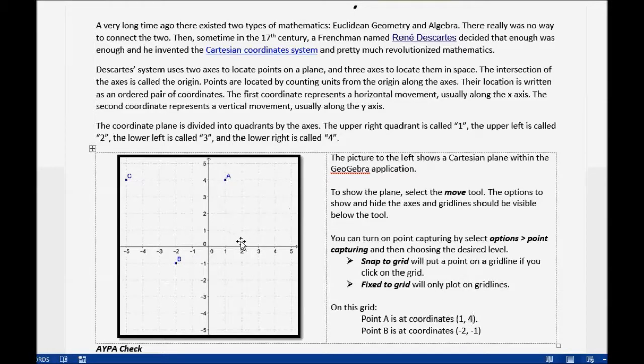Also, the coordinate plane is divided up into quadrants based on the axes. The quadrant where x and y are both positive is quadrant 1. Here x is negative, y is positive, it's quadrant 2. Here both coordinates are negative, it's quadrant 3. Here the x is positive and the y is negative, and we call it quadrant 4. So quadrant 1, quadrant 2, quadrant 3, quadrant 4.